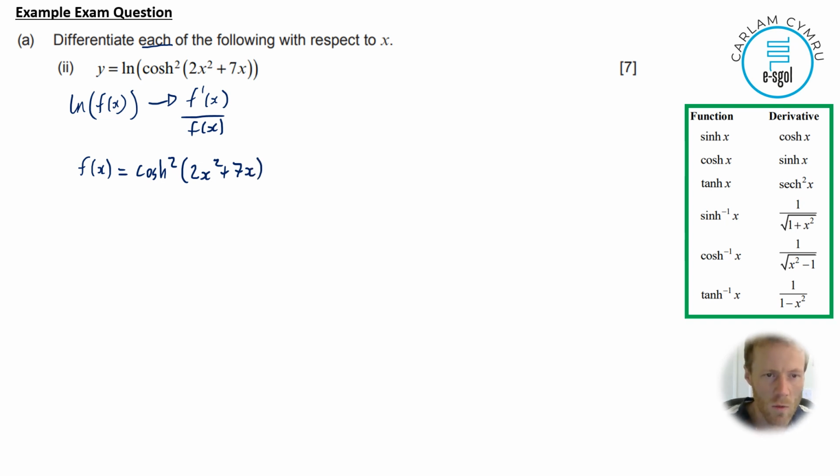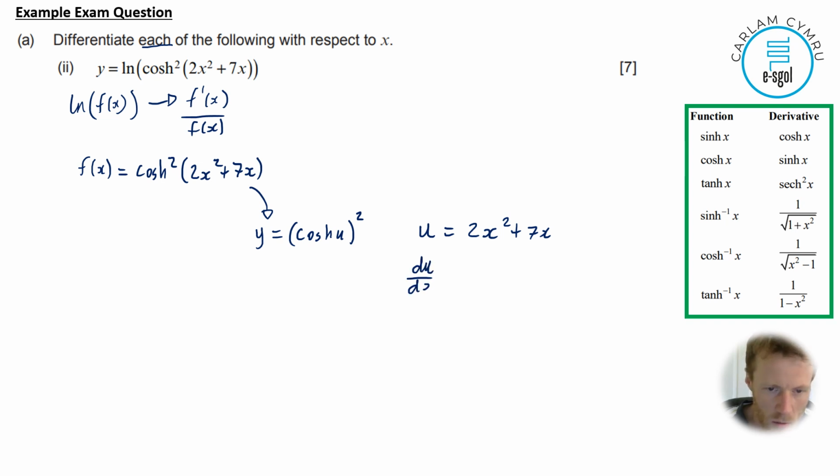Now, there's quite a lot going on here, so I'm going to be thinking of the chain rule. I'm being a bit loose with the notation here, but let's say that this equals cosh u squared, and u is 2x squared plus 7x. So differentiating the u element here, du dx, that's okay. That gives us 4x plus 7.